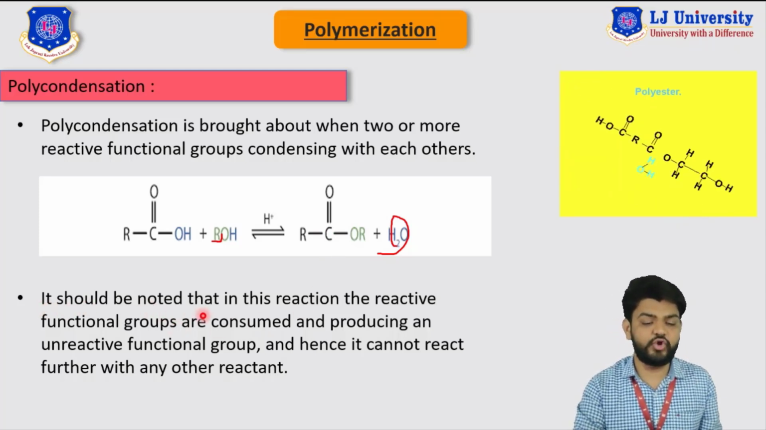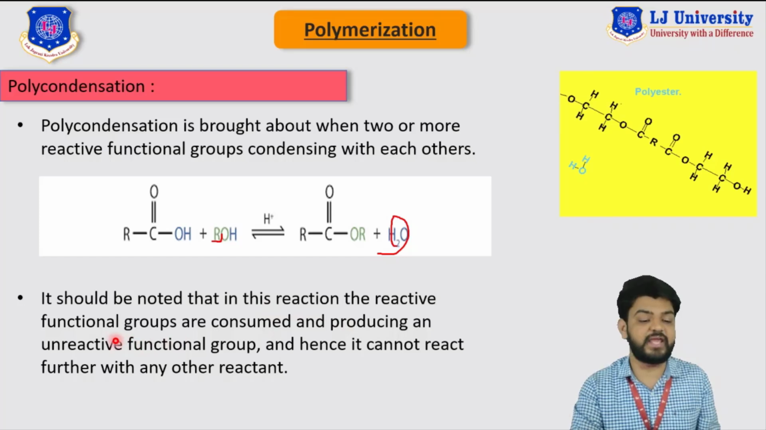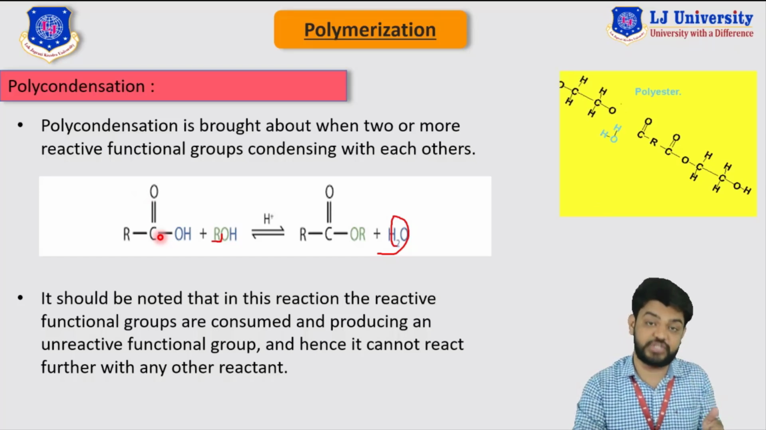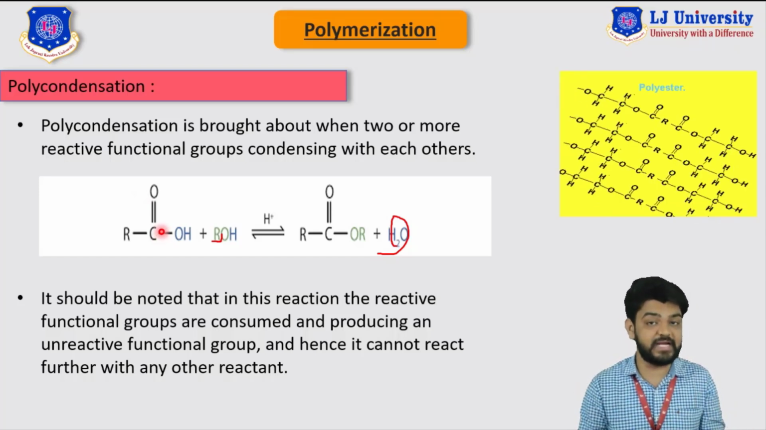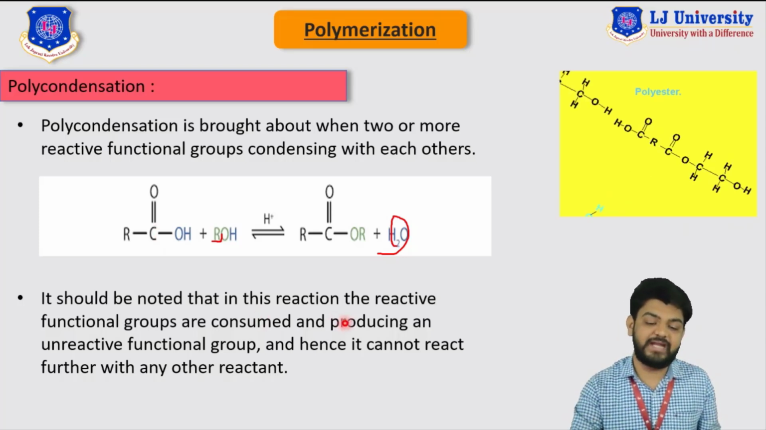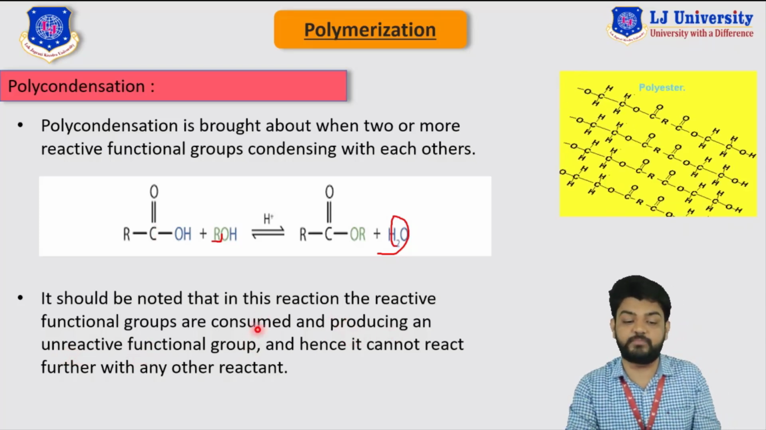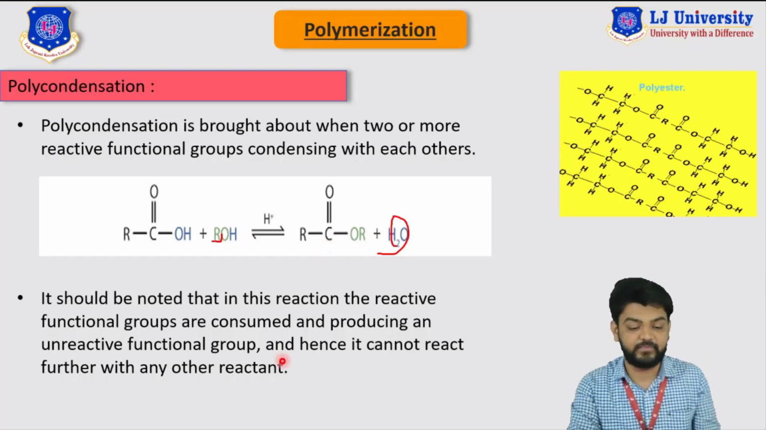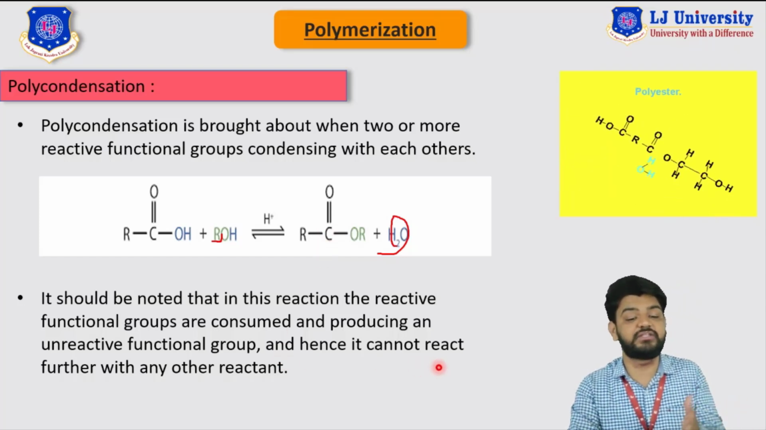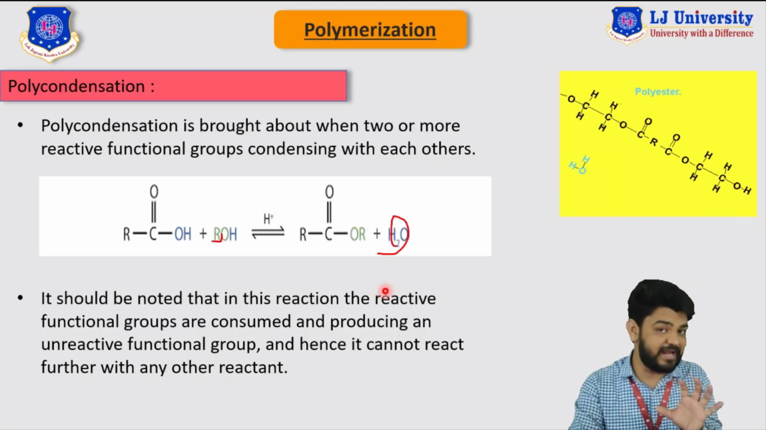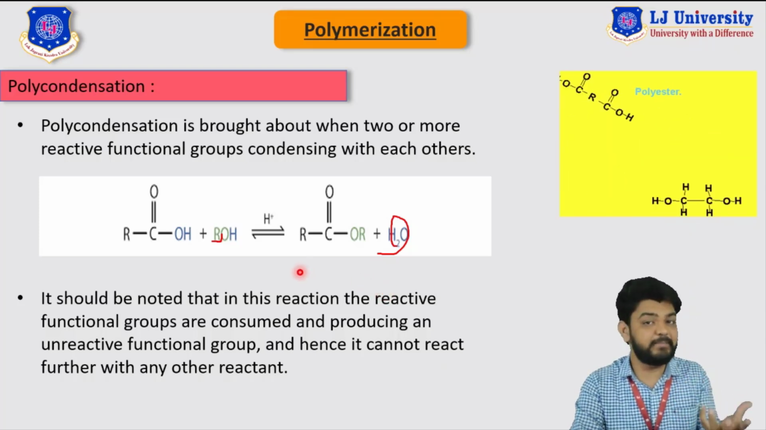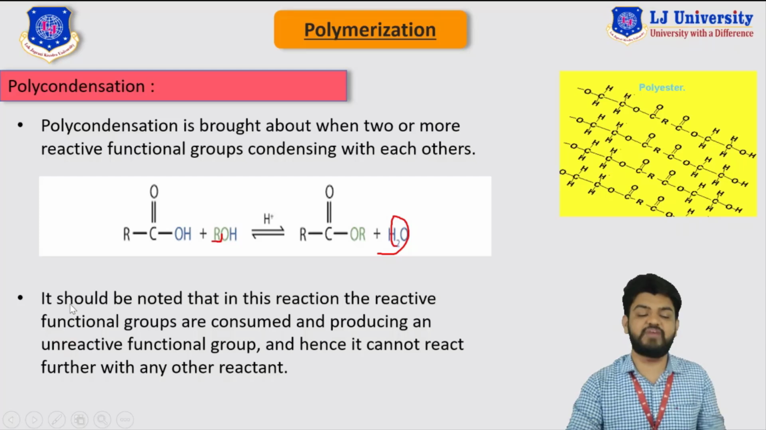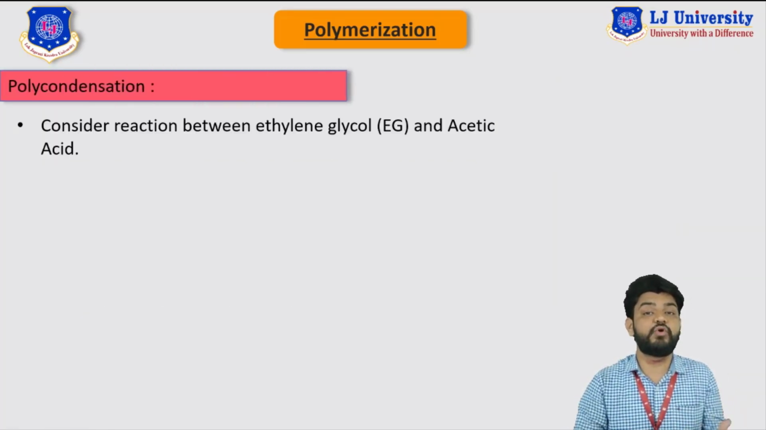So now it should be noted here that in this reaction, the reactive functional groups are consumed. So you can say that these are the reactants which carry functional groups. Both the reactants are consumed completely in order to form a product, thus producing an unreactive functional group. So this product will have an unreactive functional group, that is COOR, and hence it cannot take part in a further reaction. So this is not the polymerization, right? It is only simple chemistry and simple reaction. But we are here to produce a polymer. So what should we do? Right? Let's just take one more example so that it will give more clarity about this.